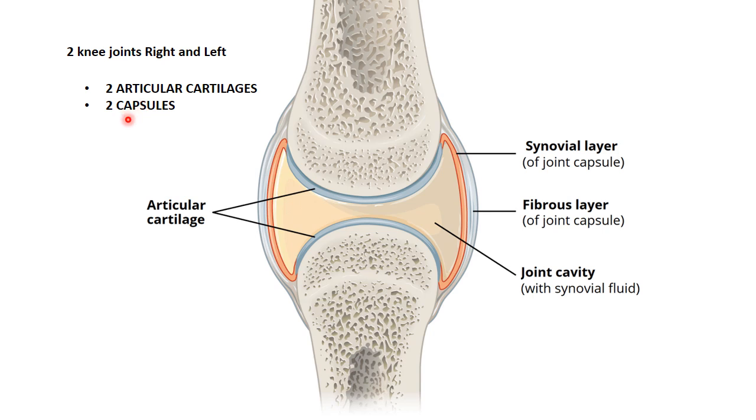Likewise, two layers for the capsule. We can say one capsule, but there are two layers. The outer layer is a fibrous layer and the inner layer is the synovial layer formed by the synovial membrane. So the two articular cartilages, two layers for the capsule.